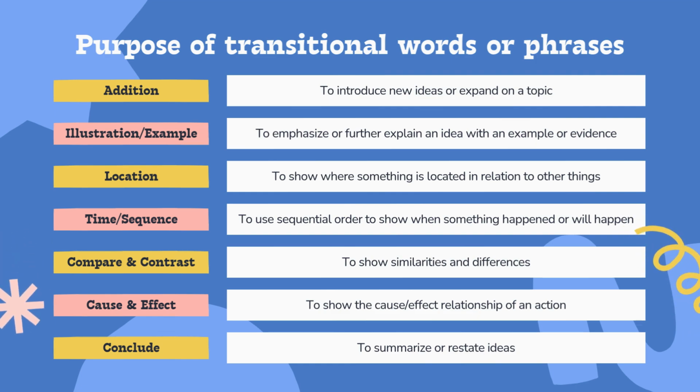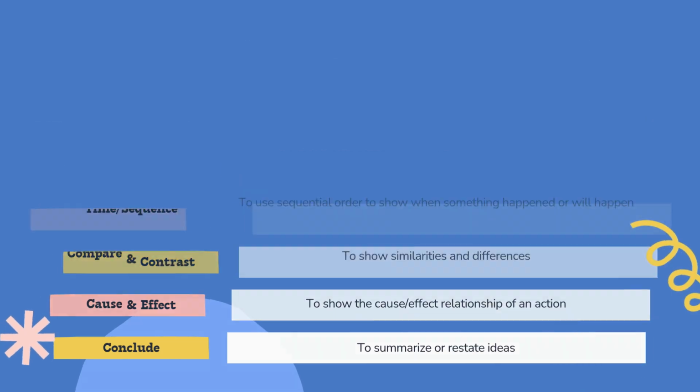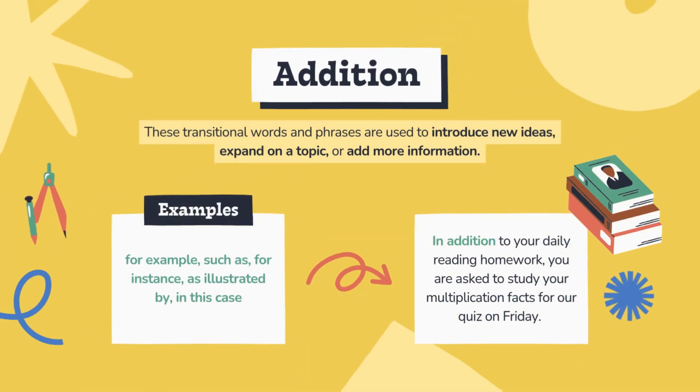Addition, illustration, example, location, time, sequence, compare and contrast, cause and effect, and finally, conclude. Addition. These transitional words and phrases are used to introduce new ideas, expand on a topic, or add more information. For example, such as, for instance, as illustrated by, in this case.